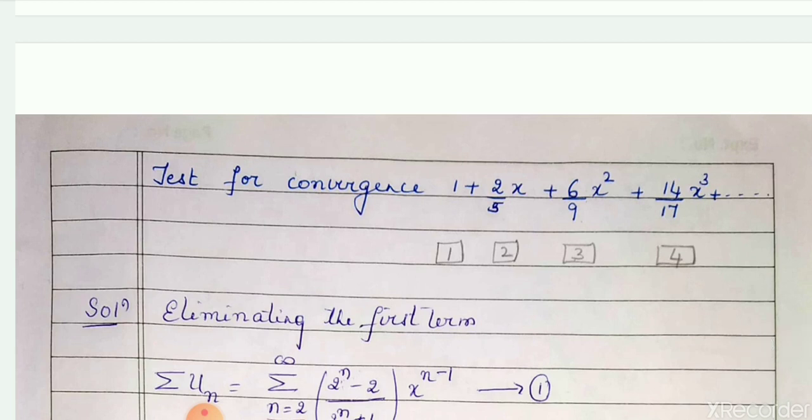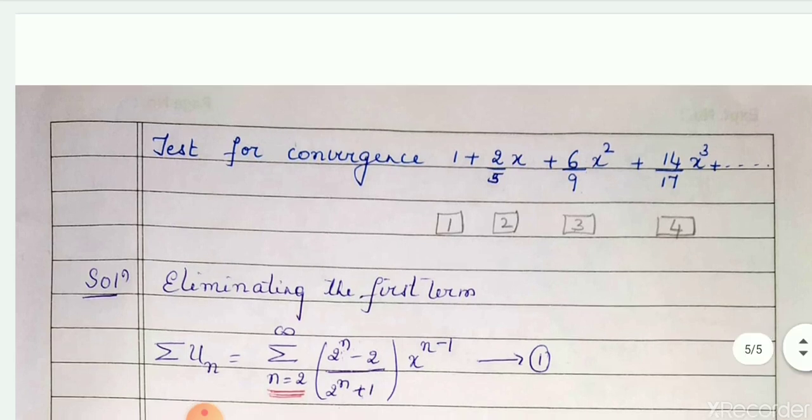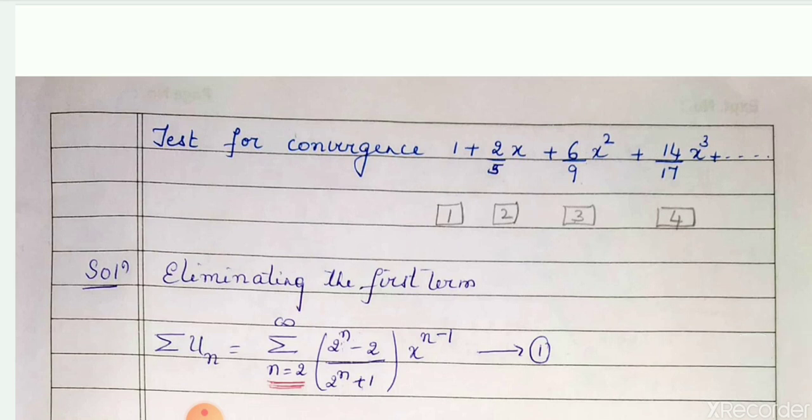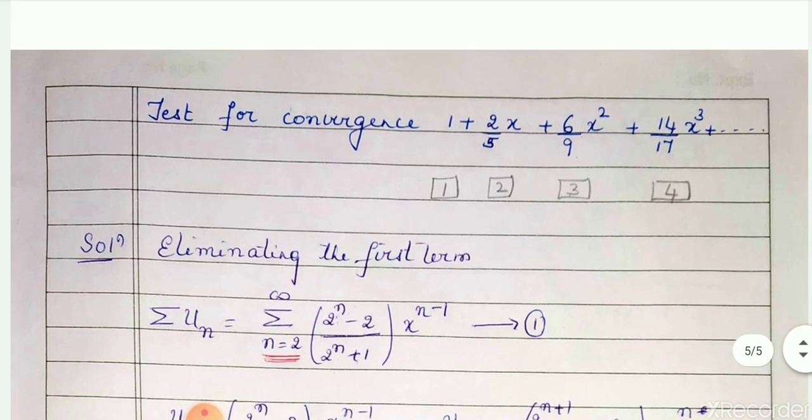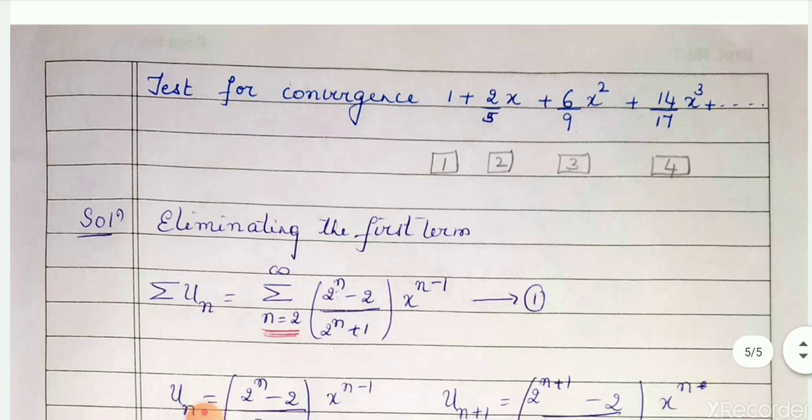Okay, now this is again test for convergence 1 plus 2 by 5x plus 6 by 9x square plus 14 by 17x cubed plus and so on. Here again we are going to eliminate the first term. It will not satisfy the un term we are writing. If we eliminate the first term and only consider the series from the second term onwards, taking the second term as the first term, you can write the nth term as 2 raised to n minus 2 divided by 2 raised to n plus 1 into x raised to n minus 1. The series starts from n equal to 2 to infinity.